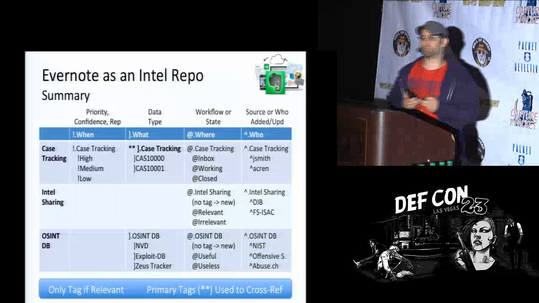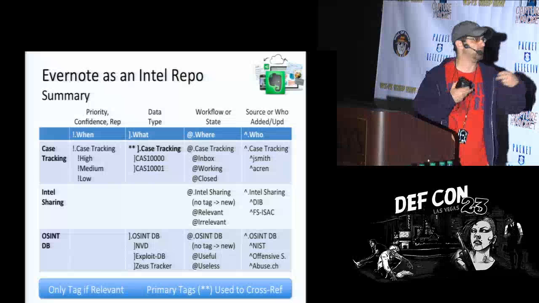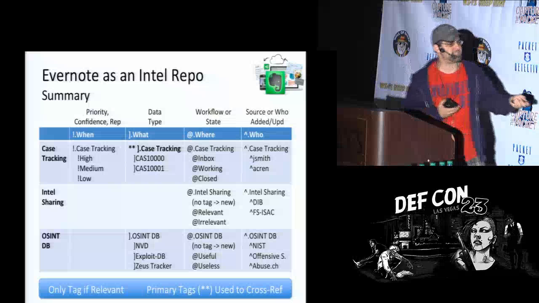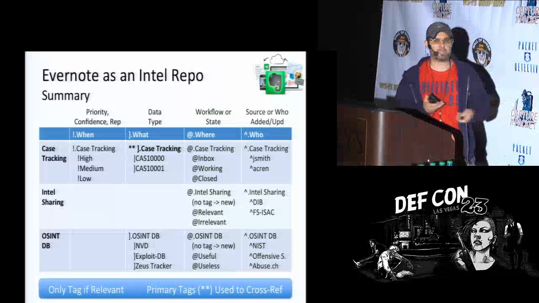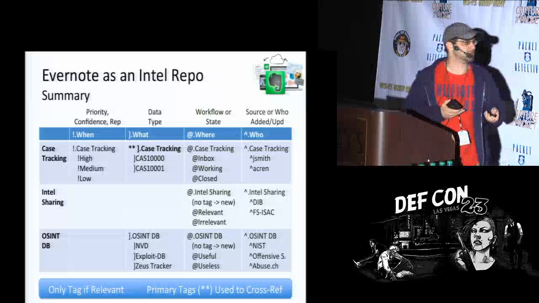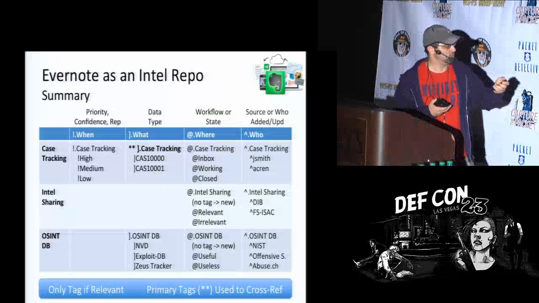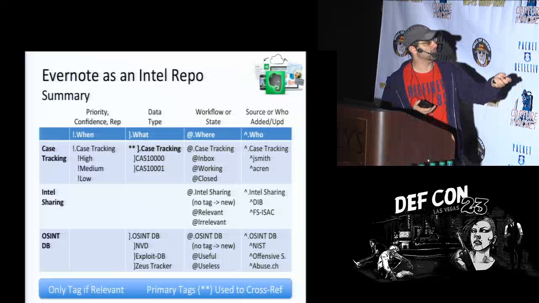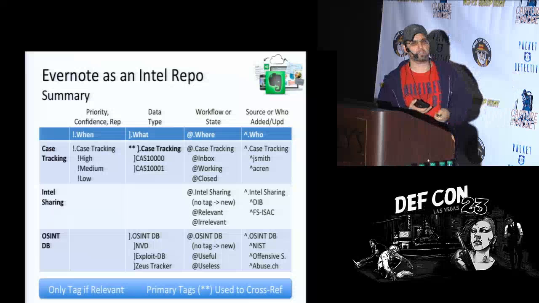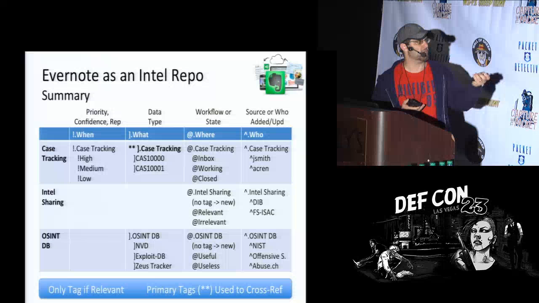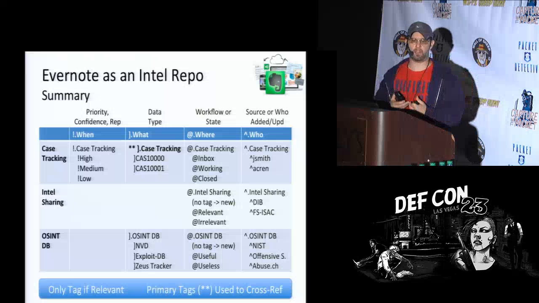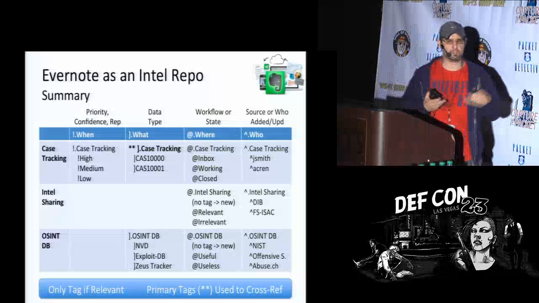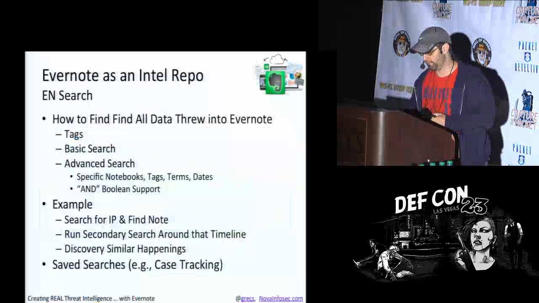But the big thing here is you don't have to go through and manually tag all these things, right? You only really have to tag it if it's relevant. Obviously, with the OSINT database, you can auto tag that because that's somewhat automated. And then you can use your primary tags here, which would be the case tracking, so that would essentially be your case number, and you could use that to cross-reference to these two sources, as well as some of those other things, like the adversary, the indicator database, campaigns, waves, all that kind of fun stuff.